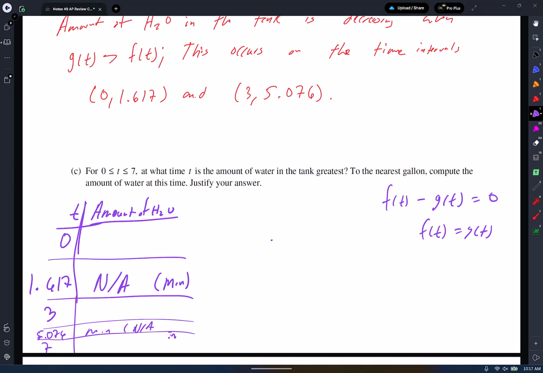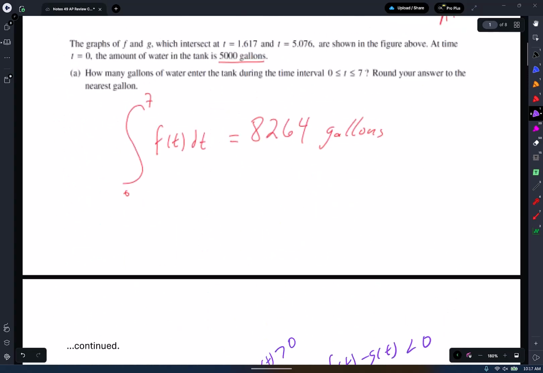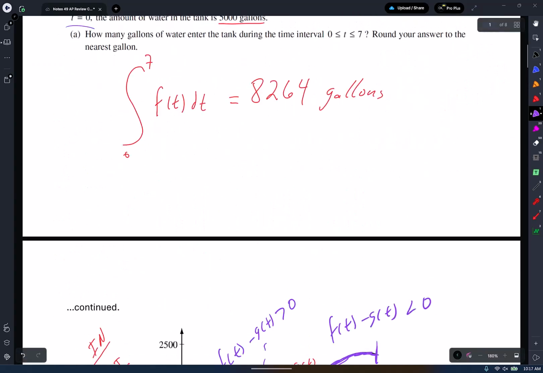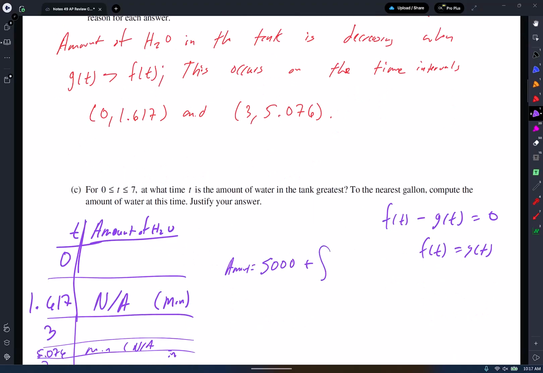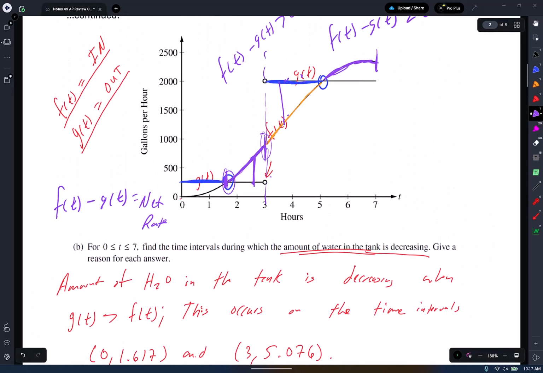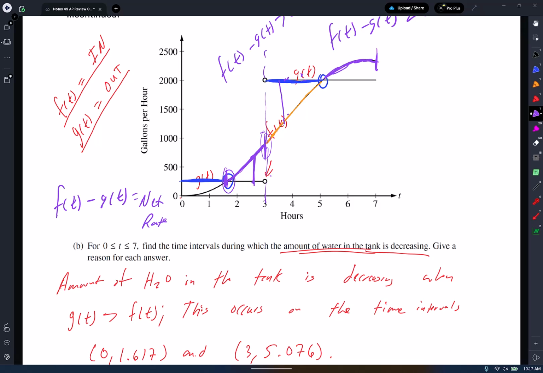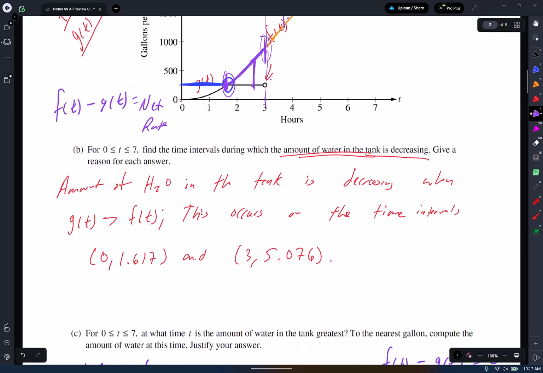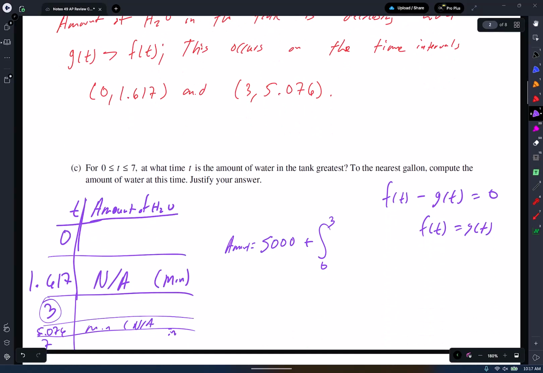Ready? Remember that 5,000 that you were talking about? So I'm going to say amount equals 5,000 plus, that's my initial amount, at what time? Was it at time 0? Okay, plus, I'm going to go integral from 0 to 3. Is that in pieces? No, it isn't. So I'm going to do it perfect. Ready? My net rate is F of T minus G of T dt. This will tell me how much I have right at 3.